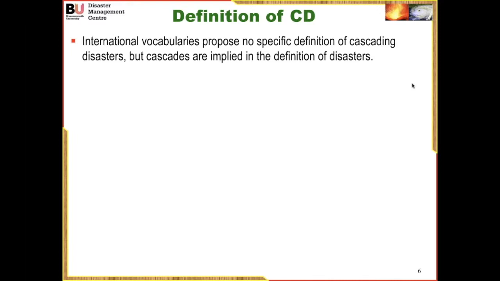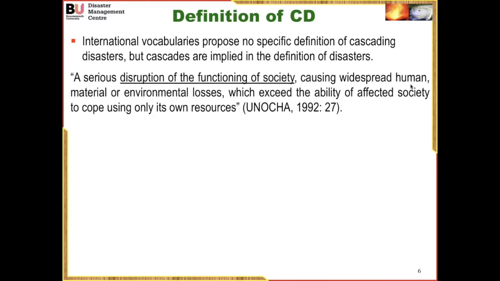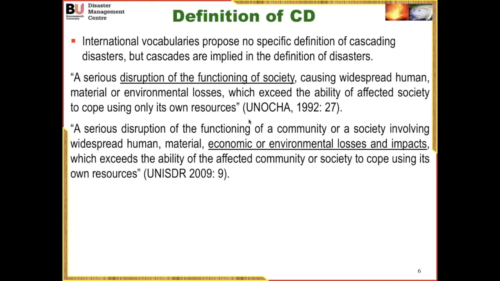But what about the definition now? It is interesting to know that there are no international vocabularies that specifically define what cascading disasters are, or that imply it in the definition of disasters, unlike vulnerability and resilience. You don't have any standard definitions by the international community on those. But what is interesting is that if you look at the definition of disasters by the United Nations Office for the Coordination of Humanitarian Affairs, cascading disasters is implied in the definition, because it shows that disruption could affect the functioning of society as a whole, and implies that broader cooperation among different organizations and countries would be needed to provide the resources to cope with the event. So this is a definition which you can see. The other definition is by the United Nations International Strategy for Disaster Reduction.